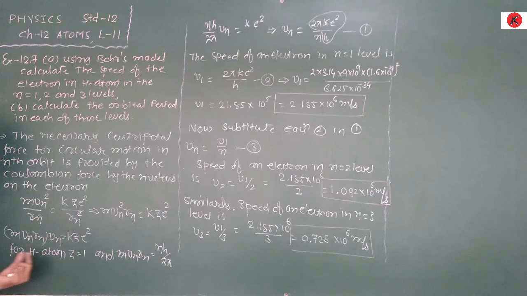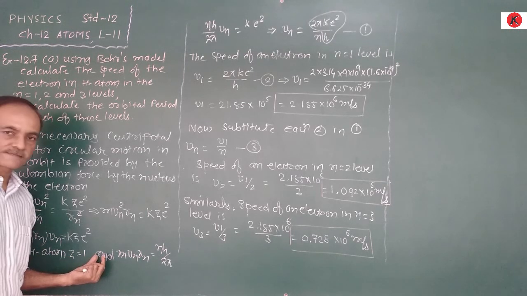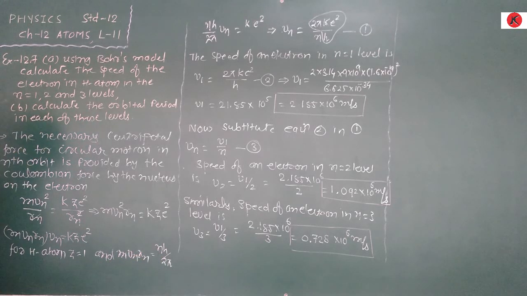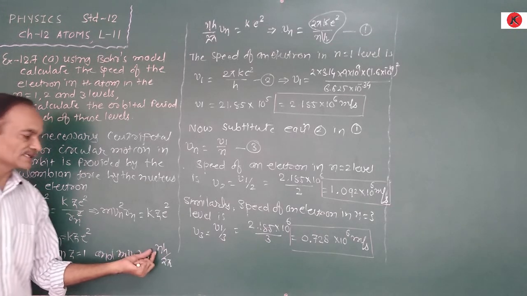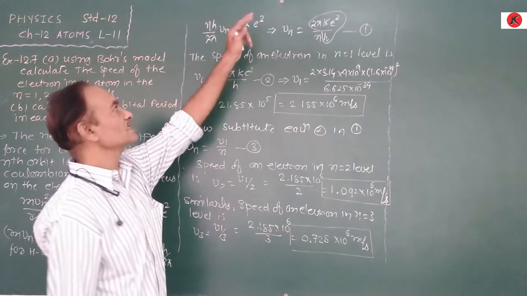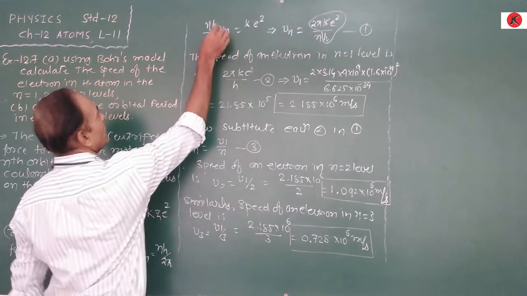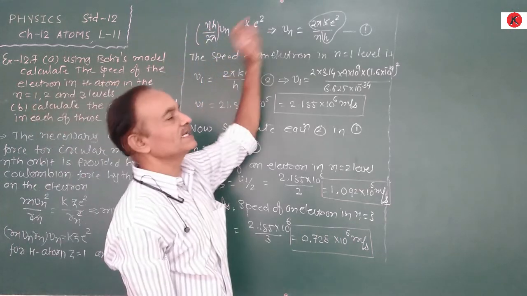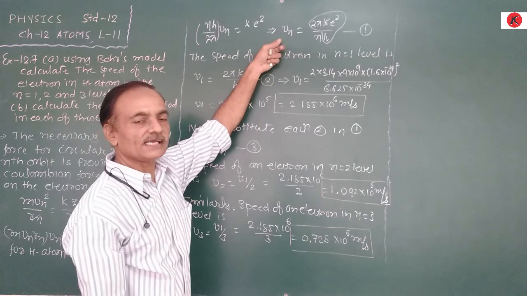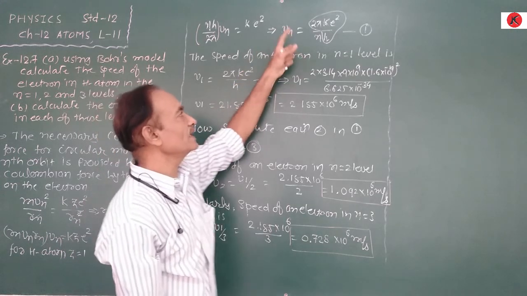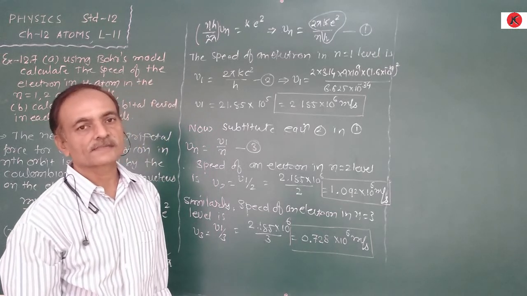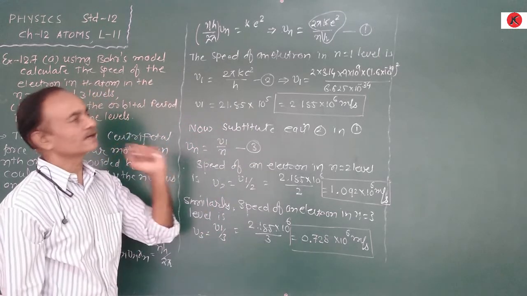For the hydrogen atom, take z equal to 1, and by Bohr's postulate, angular momentum is an integral multiple of h upon 2 pi. That means m vn rn is equal to n h upon 2 pi. Substitute here. Therefore, n h upon 2 pi into vn is equal to k e square. Therefore, the speed of an electron in the nth orbit is vn equal to 2 pi k e square upon n h. That is our equation.